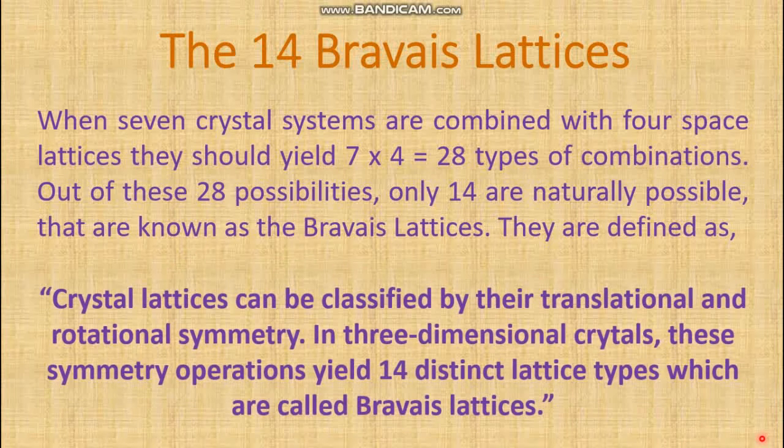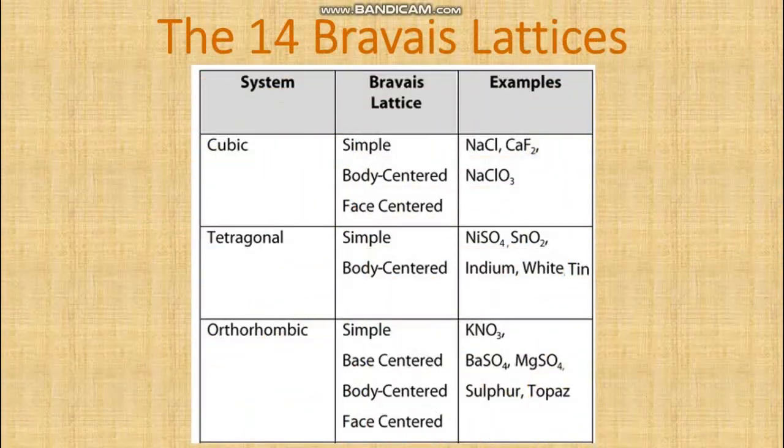So what is the definition of a Bravais lattice? Crystal lattices can be classified by their translational and rotational symmetry. In 3-dimensional crystals, these symmetry operations yield 14 distinct lattice types, which are called Bravais lattices. So from their symmetry elements, we can distribute them into 14 different types. Now let's see which is available and which is not.